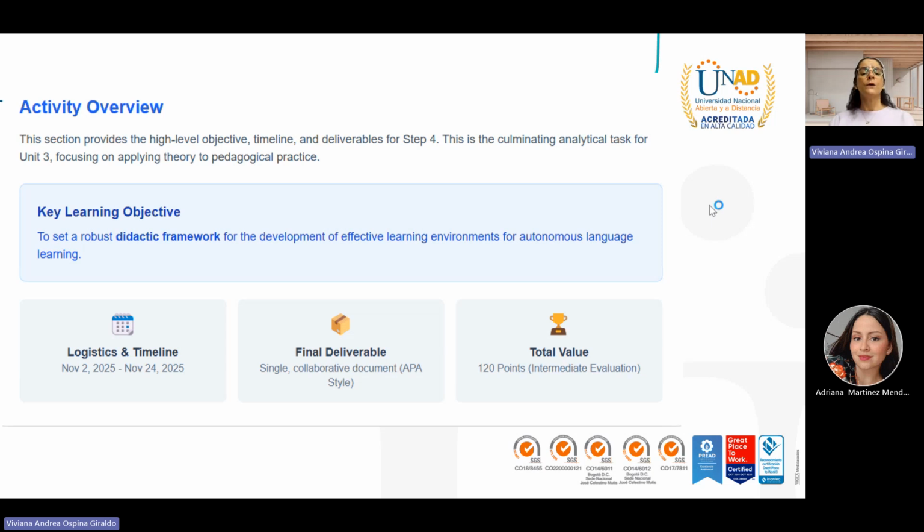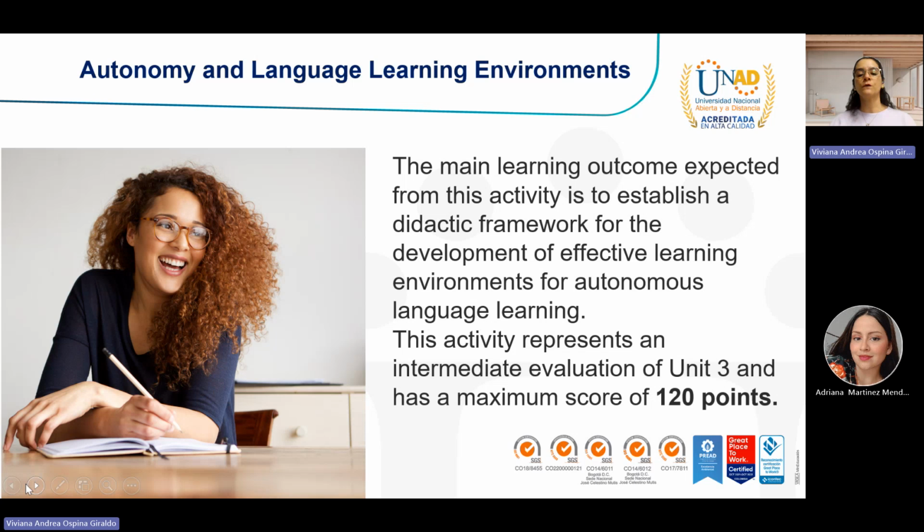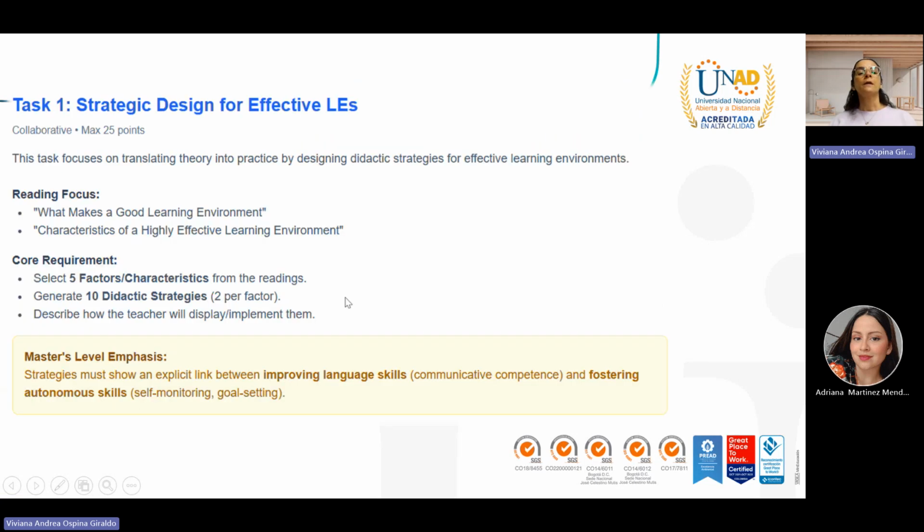And now the timeline, you know that we are going to open this task on November 2nd, due on the 24th. There is one single document, which is a collaborative document. We need to keep the APA standards. And like I said, the total value will be, I'm sorry, it's 130, not 120. I think it's, yeah, let me check. Yeah, sorry, 120, yeah.